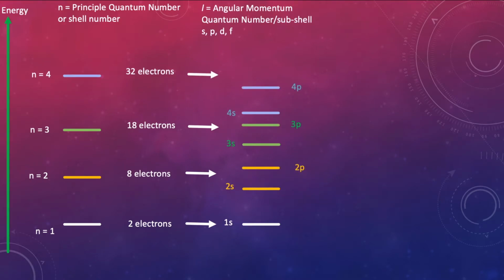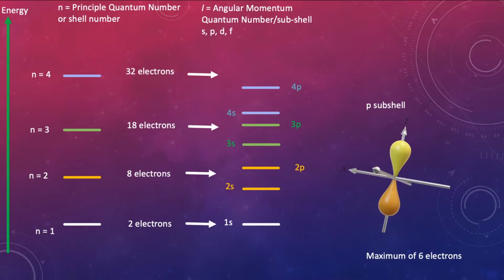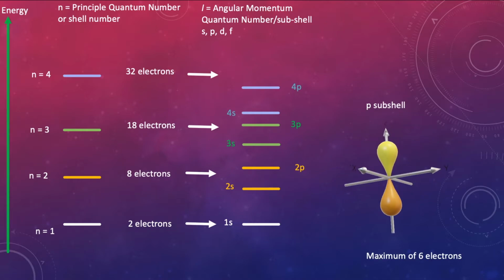So the next one is a P subshell. A P subshell can hold 6 electrons and has a slightly different shape. It is called a dumbbell shape, and it's a bit like if you take an S orbital and you squash it in the middle around the nucleus. So it's got 2 lobes either side of the nucleus, and we've shown it there along the 3-dimensional axes.